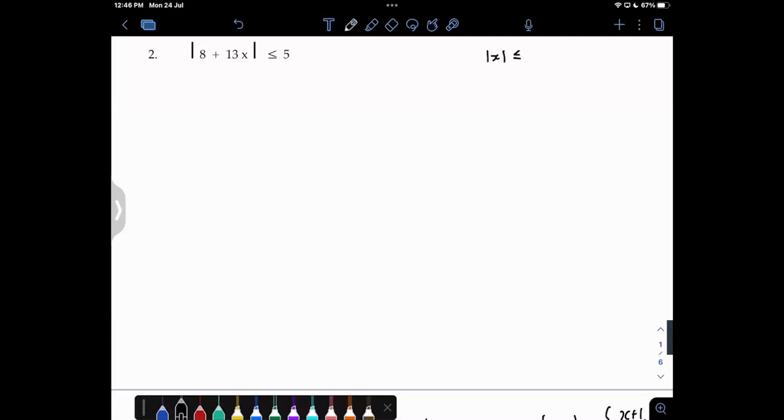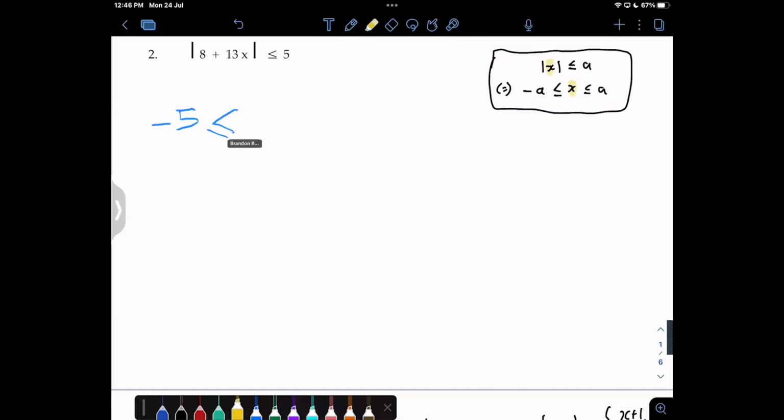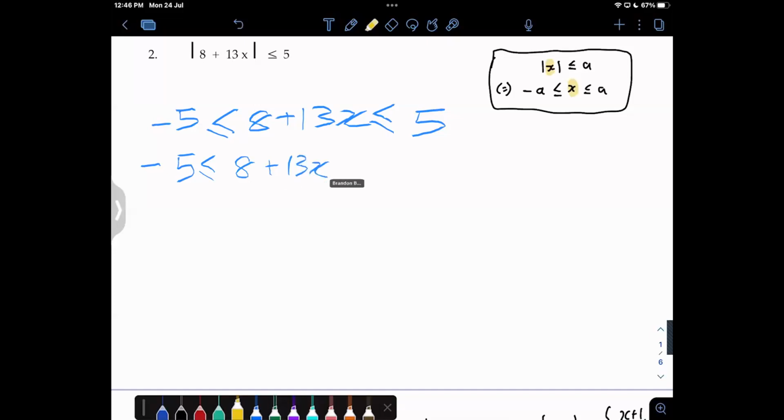Okay. A can be any number. Whatever is in between the modulus sign, keep in the middle. You can split it. Write it again: 8 plus 13x less than or equal to 5. Oh, it's not or, it's and, in this case, because it's a chain.